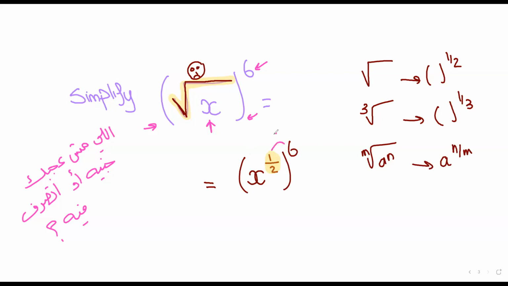Normally when you have brackets and there is a power inside and then there is a power outside, what do I do in this case? You multiply the powers. Now, whenever you are dealing with roots, you have to fix this problem first. Remove the roots, put the equivalent powers, and then continue from there.